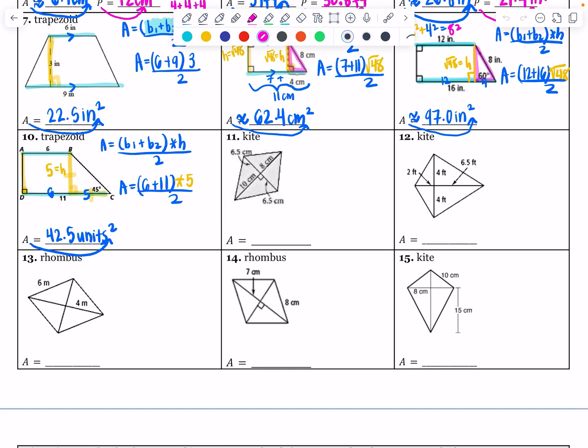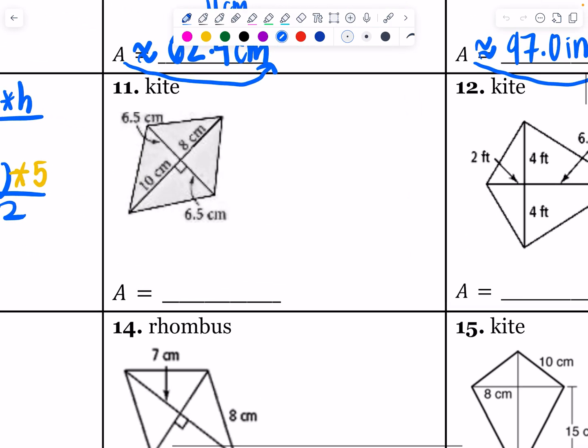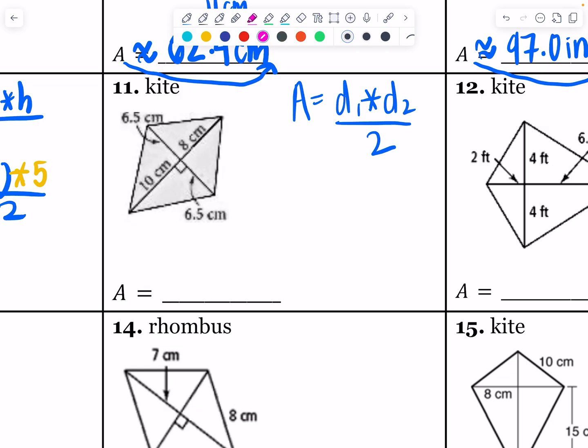Hello, sweet friends. We have made it to the kites and the rhombi/rhombuses, and the formula for a kite or a rhombus is going to be area equals D1, which is diagonal 1, times diagonal 2 divided by 2. So we need to find our diagonals.